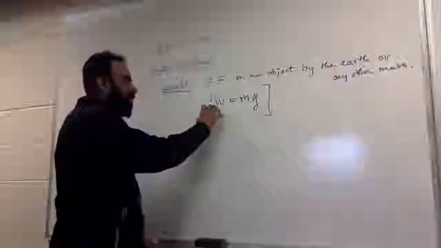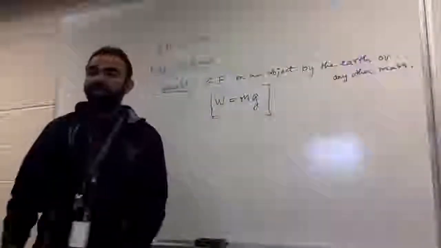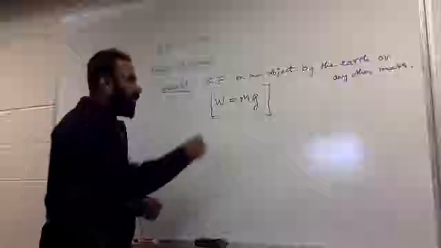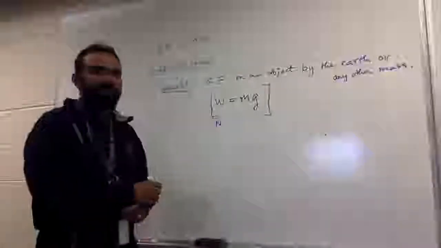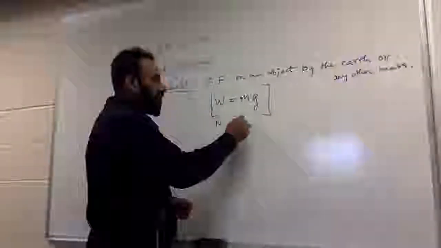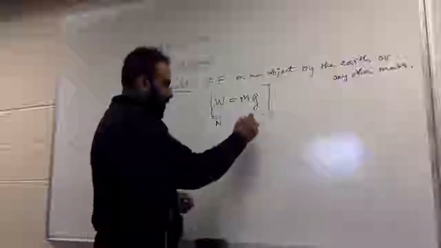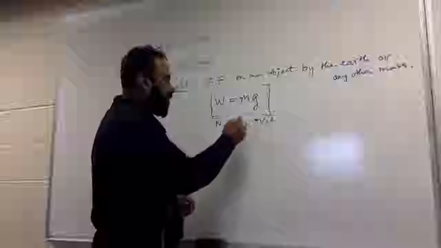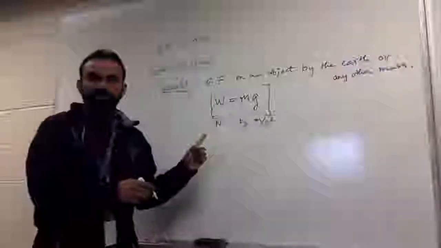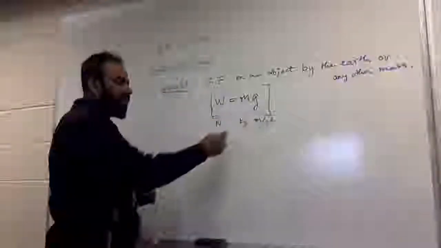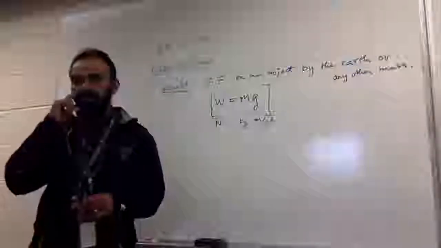So what is weight? Weight is mass times gravity. Weight is measured in newtons. Mass is measured in kilograms. What is the acceleration of gravity measured in? Meters per second squared. So you can see where the newton is coming from. A newton is kilogram meters per second squared. Right?